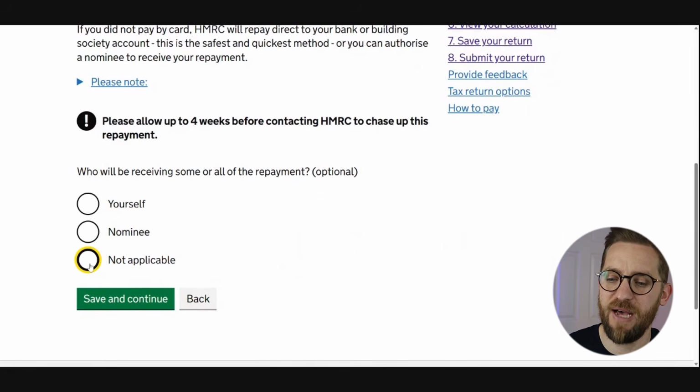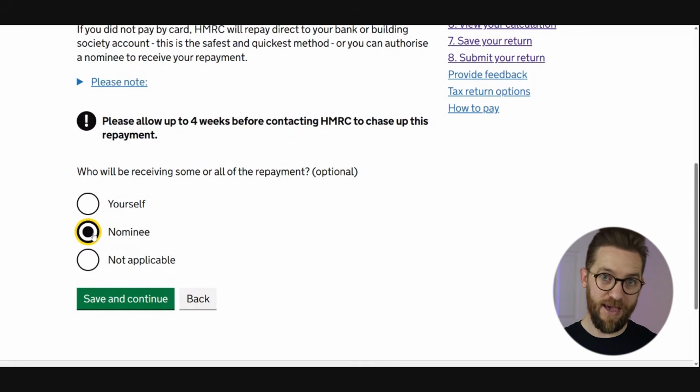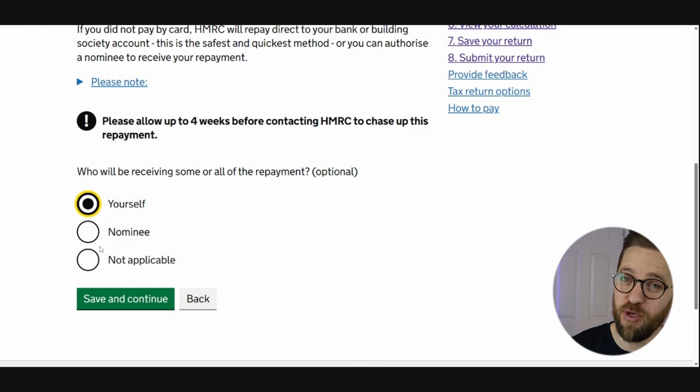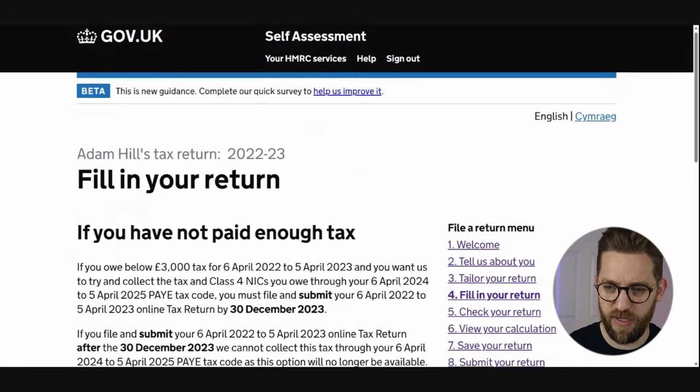Overpaid tax. Now, I'm not going to have overpaid tax. I'm going to have a tax liability. So I'm going to say not applicable. But you can select to have your overpaid tax paid to someone else or back to yourself. Continue, and you'll be able to input your bank details. You can tell them you don't have bank details and they'll send you a cheque if you really want one. But I'll say this is not applicable because I'm not going to get a tax refund.